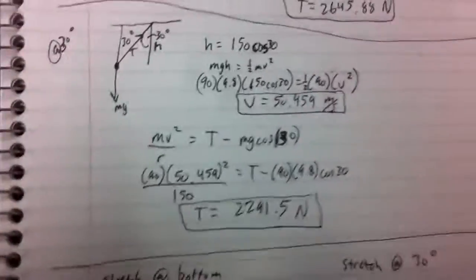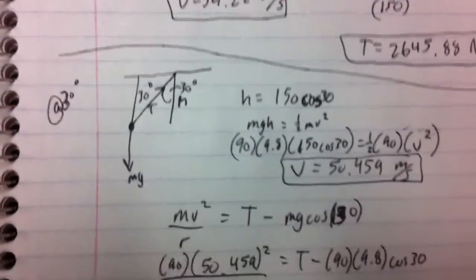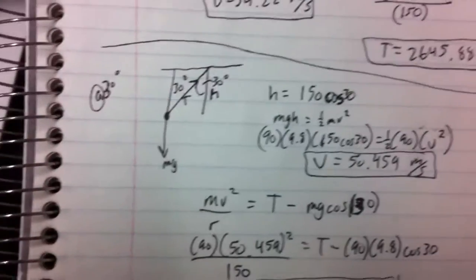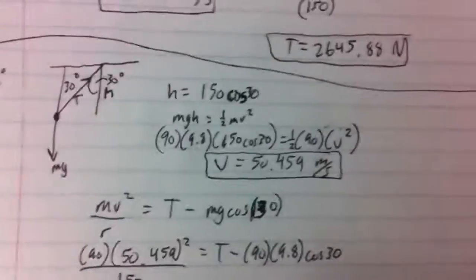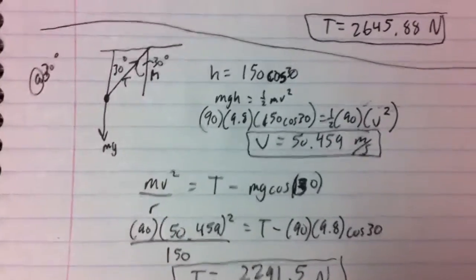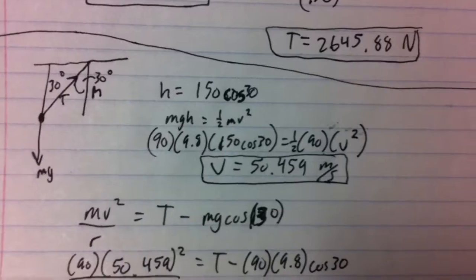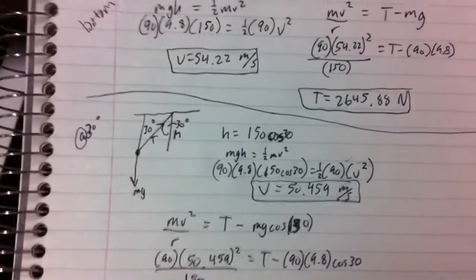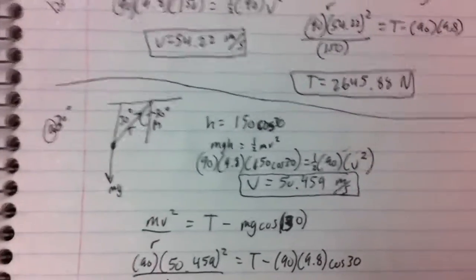Now at 30 degrees, we can see that the height, it's only going down 150 times cosine of 30 instead of the whole 150 because it's only a 30-degree angle from where it started at. And so we can use the same formula from before, mgh equals 1/2 mv squared, and get the velocity to be 50.45 meters per second. Just kind of slower than before, but we're not quite at the bottom of the swing yet, so the velocity is supposed to be a little bit less.